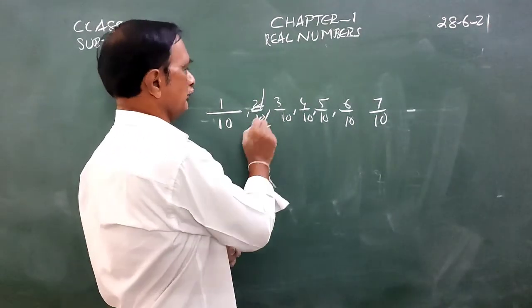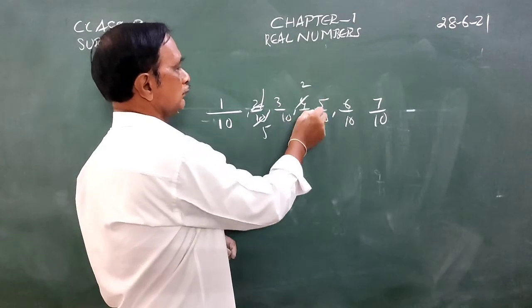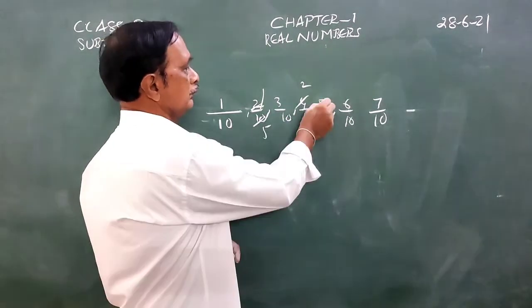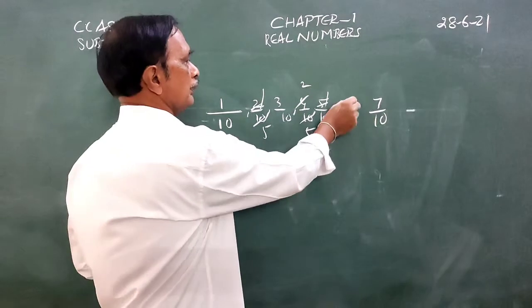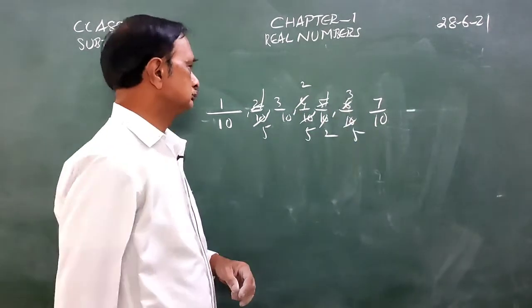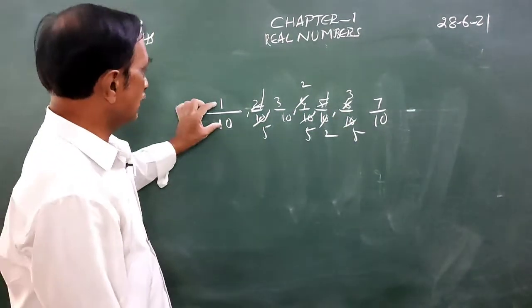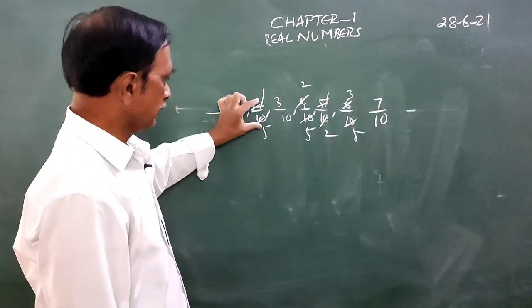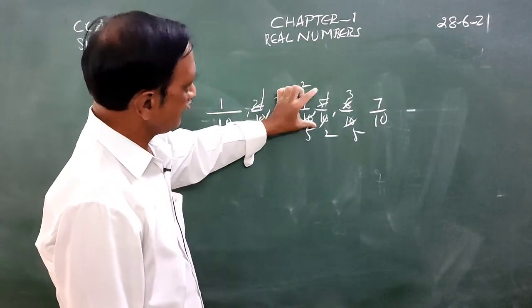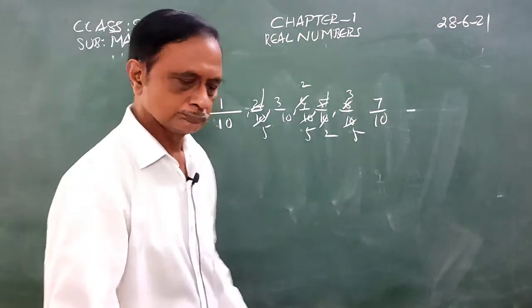2 by 10 means what? 1 by 5. 4 by 10 means what? 2 by 5. 5 by 10, 1 by 2. 6 by 10, 3 by 5. So the rational numbers that lie between 1 by 10 and 7 by 10 are 1 by 5, 3 by 10, 2 by 5, 1 by 2, 3 by 5.